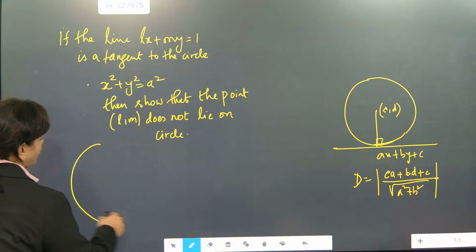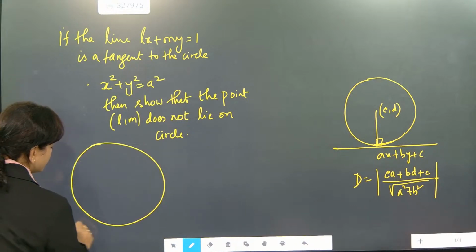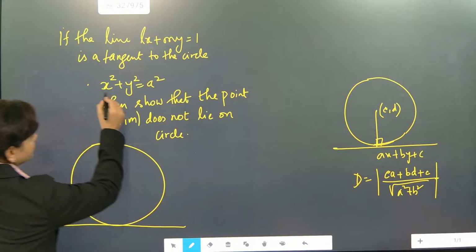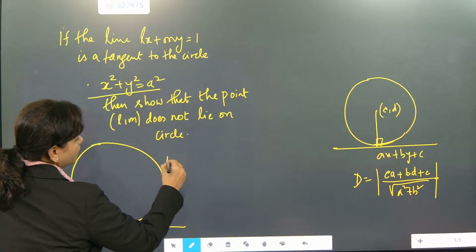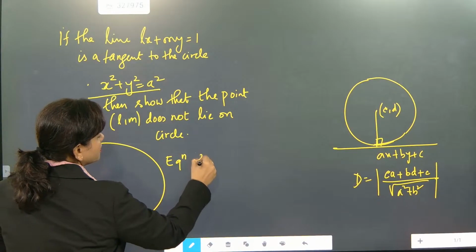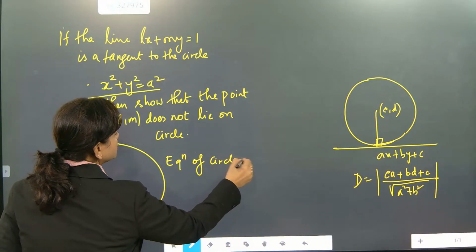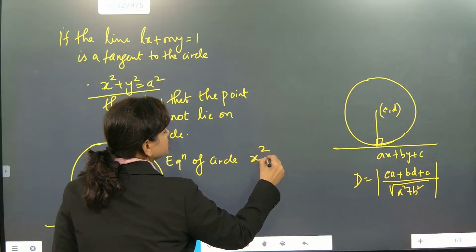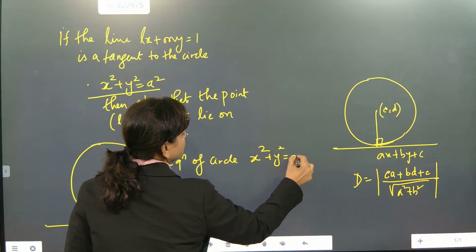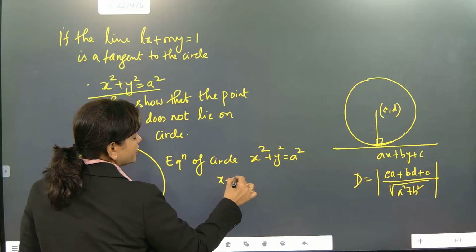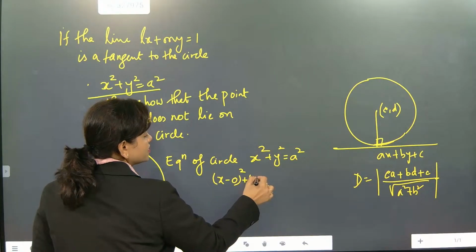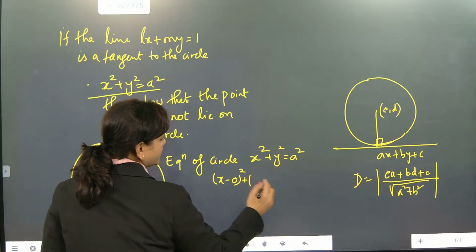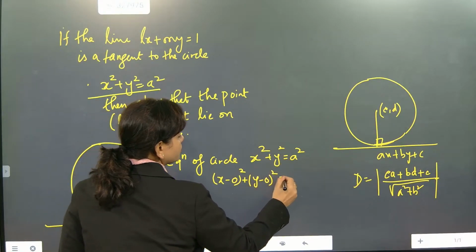Now look at it. This is the circle and center. First we will see the equation of the circle. What is the equation of the circle here? The equation of the circle is x square plus y square equals a square. So it will become (x minus 0) whole square plus (y minus 0) whole square is equal to a square.